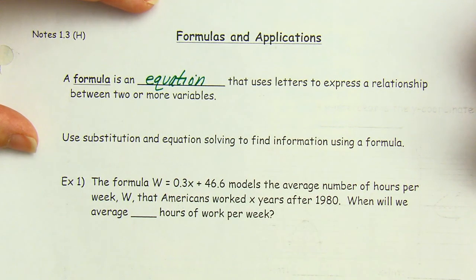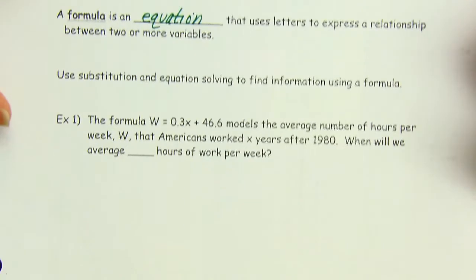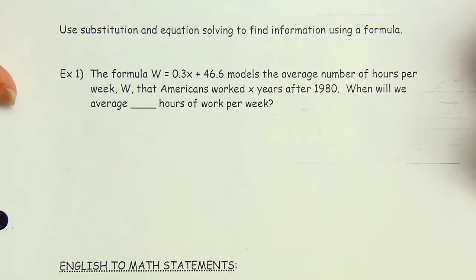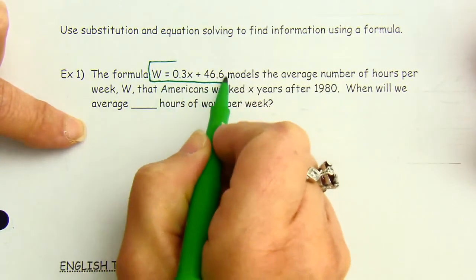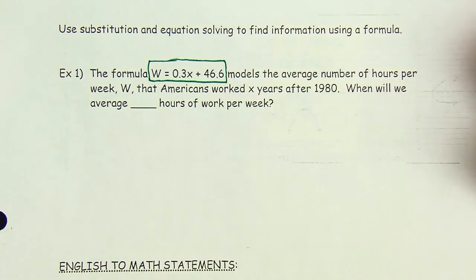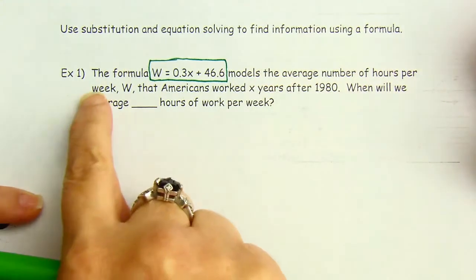You're going to use substitution and equation solving to find information using a formula. That's pretty much it. You have to figure out what you are given in the original problem and where you can substitute into the given formula. So our first example, example 1, the formula, and here it is. I like to put a box around the formula so that I'm not missing any parts. The formula W equals 0.3x plus 46.6 models the average number of hours per week, W.